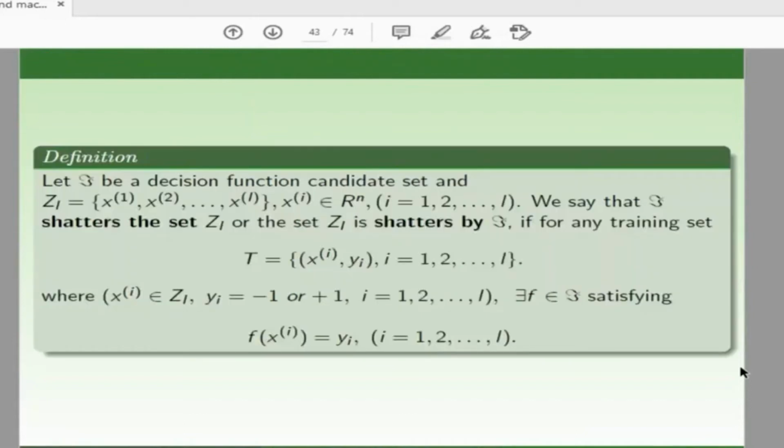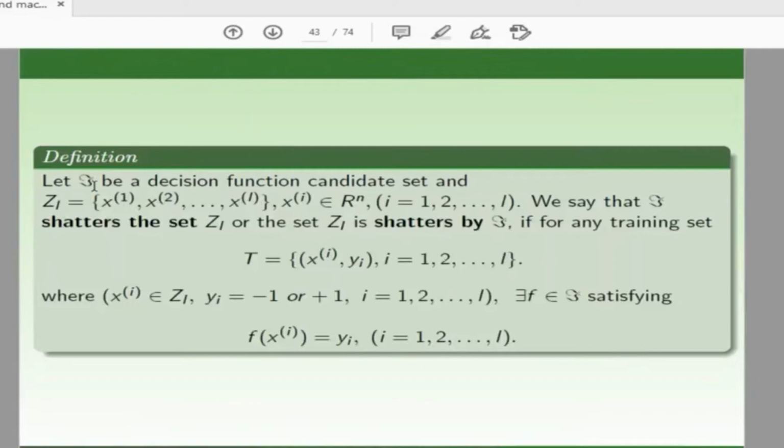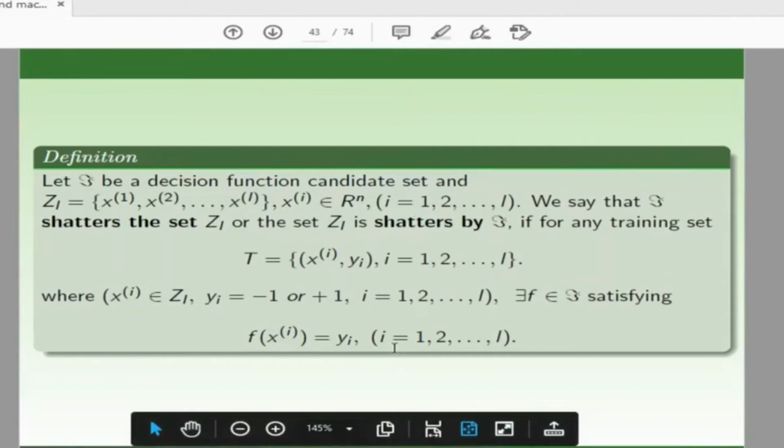Now, to understand the meaning of VC dimension, you have to understand what shattering means. Suppose you are given L points, and you are given a family of functions F. Then we shall say that this set Z of L is shattered by this family of functions F, or equivalently, this family shatters Z of L, provided that from this set I construct this training set, then there is always a regression or there is always a classifier.